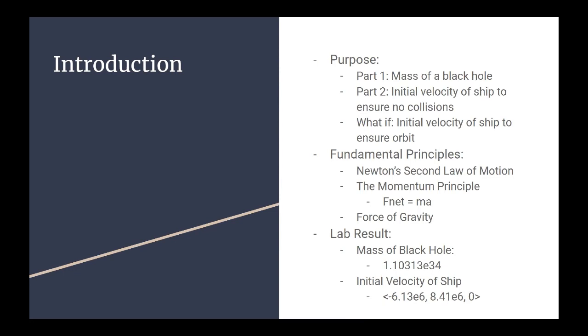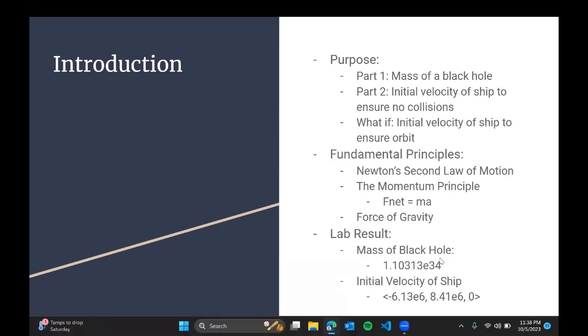Some fundamental principles we'll be going over are Newton's second law of motion and the momentum principle, which is just F net is equal to mass times acceleration. And then we've also got the force of gravity. So a little bit of preview. The mass of the black hole is 1.1 times 10 to the power 34, and the initial velocity of the ship is, in the x direction, negative 6.13 times 10 to the power 6, and 8.41 times 10 to the power 6 in the y direction.